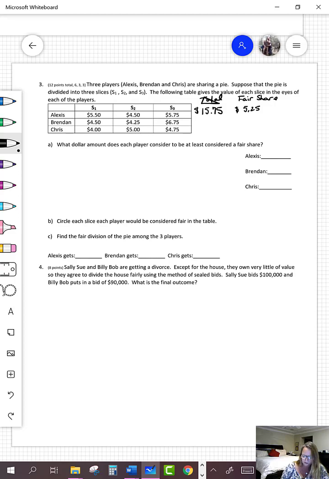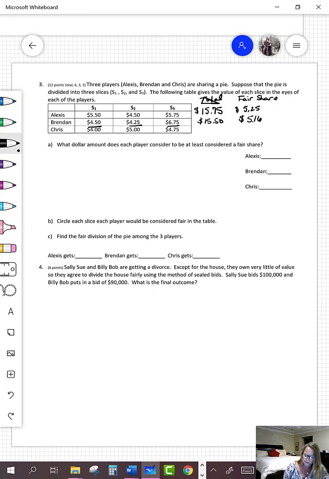fair share for Alexis has to be $5.25 or over. Brendan, he views that the first share is $4.50, the second share is $4.25, so that is $8.75, and $8.75 plus the $6.75 gives us $15.50. If we take that amount and divide it by 3 people, you would get that his fair share is about $5.16.